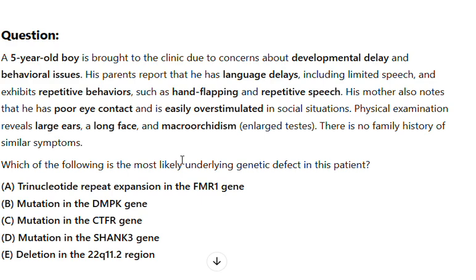Physical examination reveals large ears, a long face, and macroorchidism, enlarged testes. There is no family history of similar symptoms. Which of the following is the most likely underlying genetic defect in this patient?